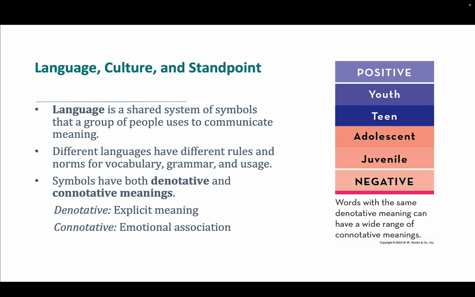The denotative meaning of a word is basically its dictionary definition, what it explicitly names or describes. So if I look up the word cat in the dictionary, it says Felis catus, domesticated member of the family Felidae, and goes on to describe its characteristics. That's the denotative meaning of the word cat.